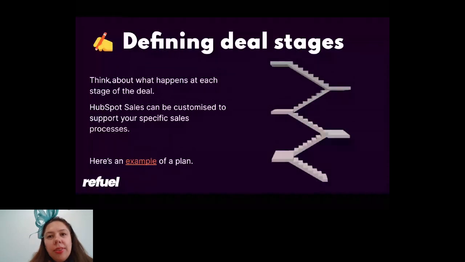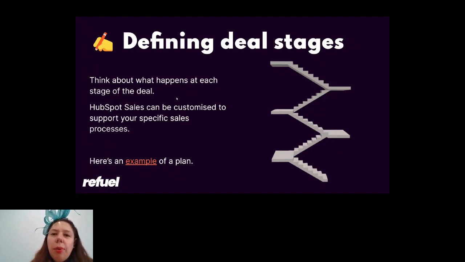The next thing we'd like to talk about today is defining deal stages. This is ultimately about thinking about what's going to happen at each stage of the deal in your pipeline. So we're talking about what happens when you first make contact, what happens during the discovery phase, are there any other stages that need to happen before a proposal is sent? When a proposal is sent, what happens after that? It's about really thinking about what your ideal sales pipeline should look like and what the deal stages then need to be within it.